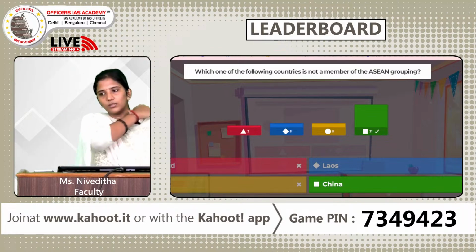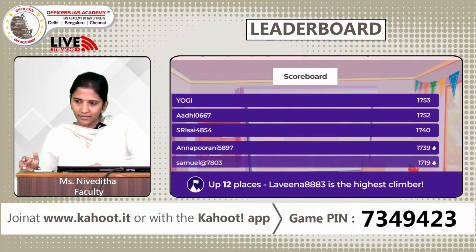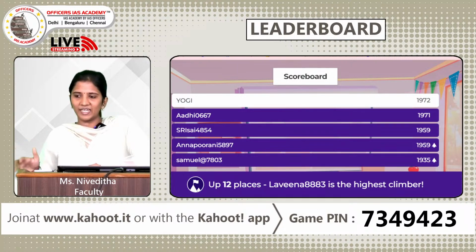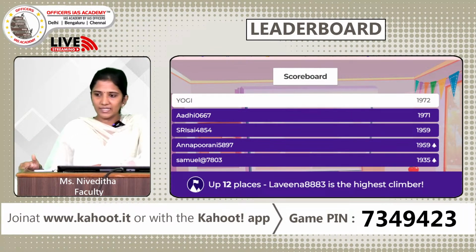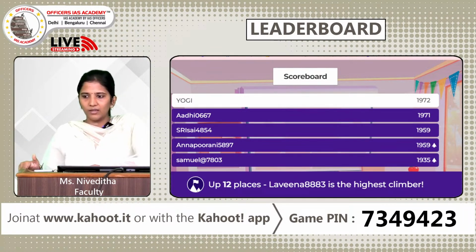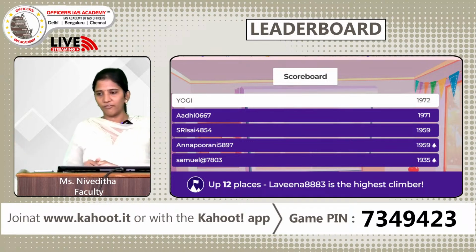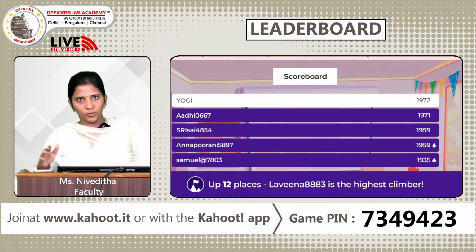Fine, let's see the leaderboard. Again, Yogi has topped. Second place is Adi, third place is, and the fourth place is Annapurani. Fine, so good. We'll move to the next question.